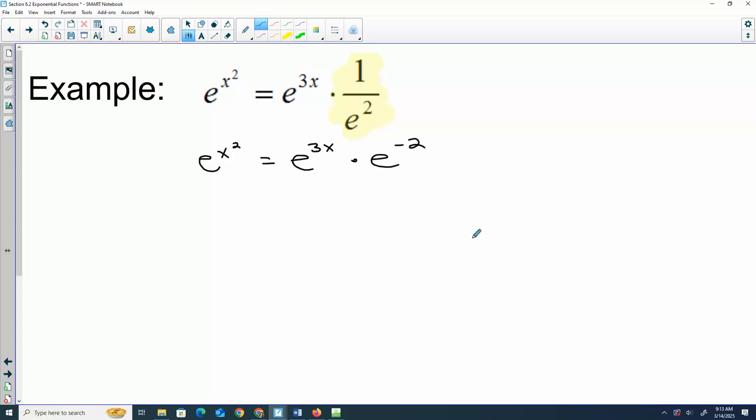And so now it's like the last problem. We can't drop the base yet because I still have 2 of them over here, so I have to combine those. Combining them means I add those exponents, so it's 3x minus 2. Now we set the exponents equal.